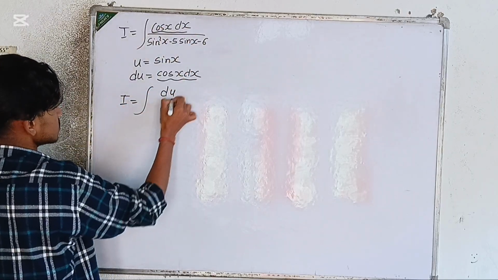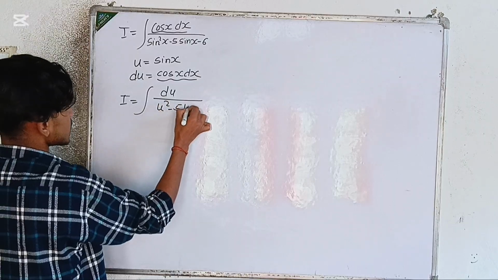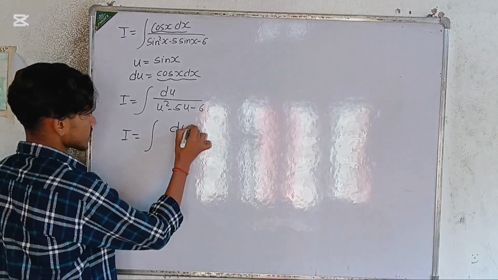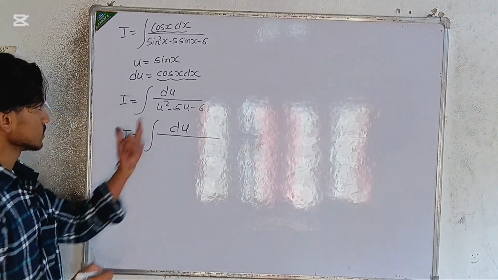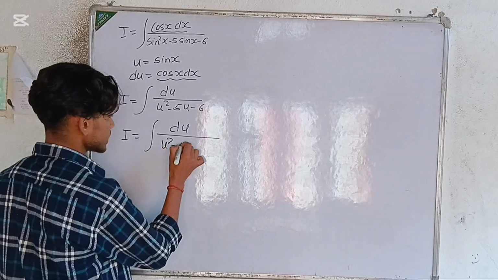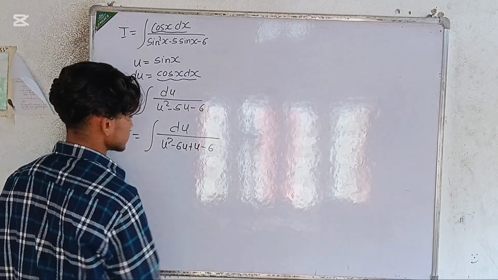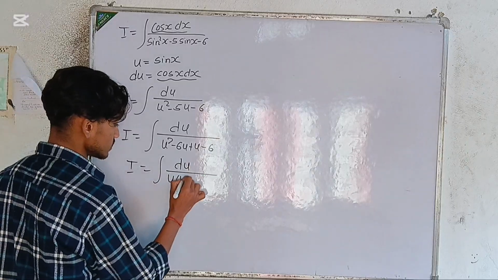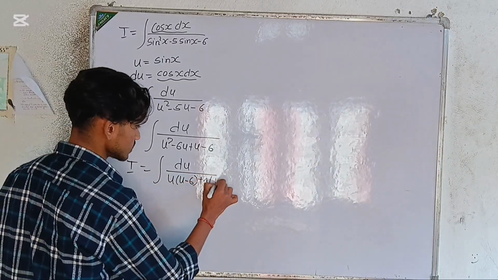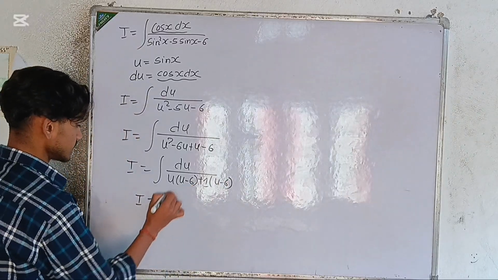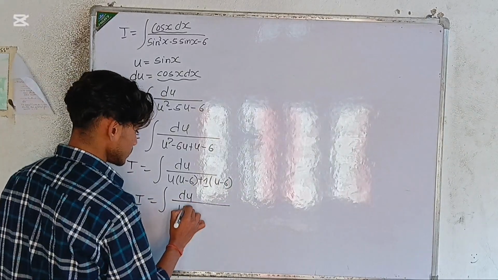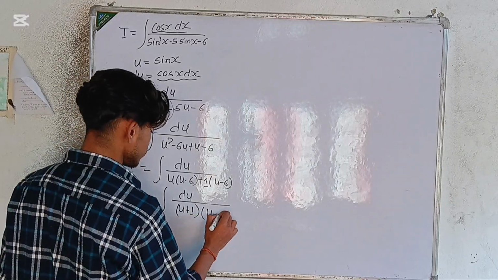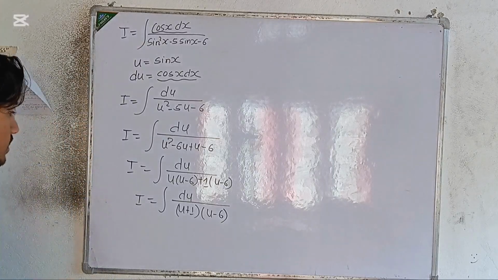You can write du over u squared minus 5u minus 6. So I is the integral of du over u squared minus 6u plus u minus 6, and I is the integral of du over u minus 6 plus 1 times u minus 6, which gives I as the integral of du over u plus 1 times u minus 6.